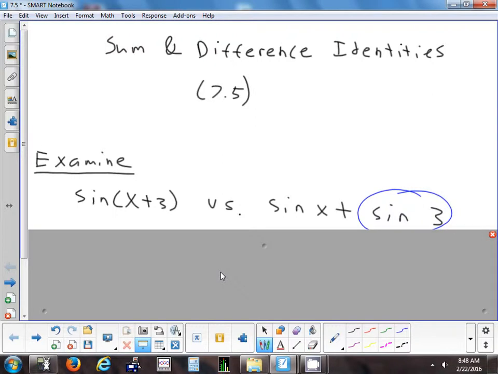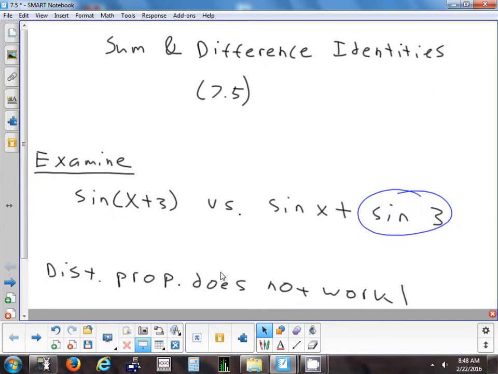They're not really going to be the same. So actually, I don't even need to graph it. They're not going to be the same. All right, so the idea here is the distributive property doesn't work. You can't just say, oh, I'm going to distribute sine. Can't do that.